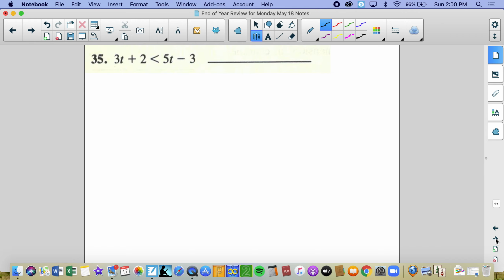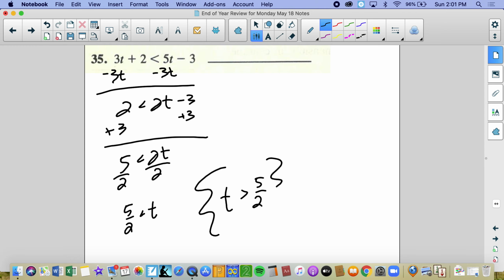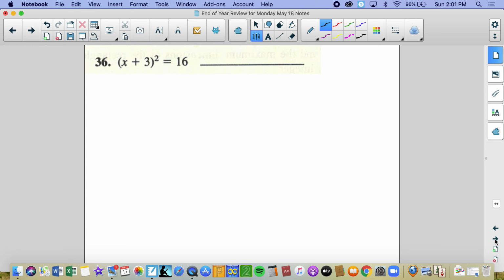Same thing, we have an inequality. We're going to move the variables first. We get 2 is less than 2t minus 3. We're going to add 3. We get 5 is less than 2t. Divided by 2. We get 5 halves is less than t. I always like to put my variable first in my solutions. So I'm going to get t is greater than 5 halves. Don't think that it says to graph these.